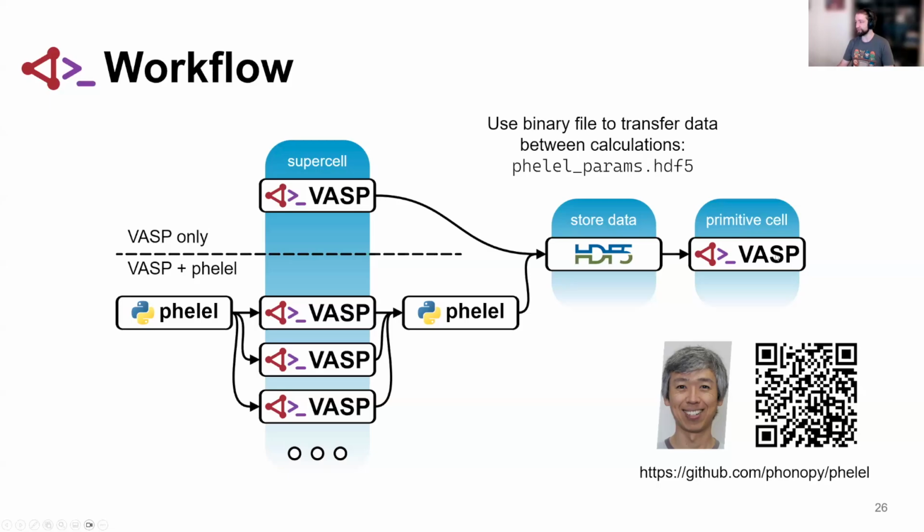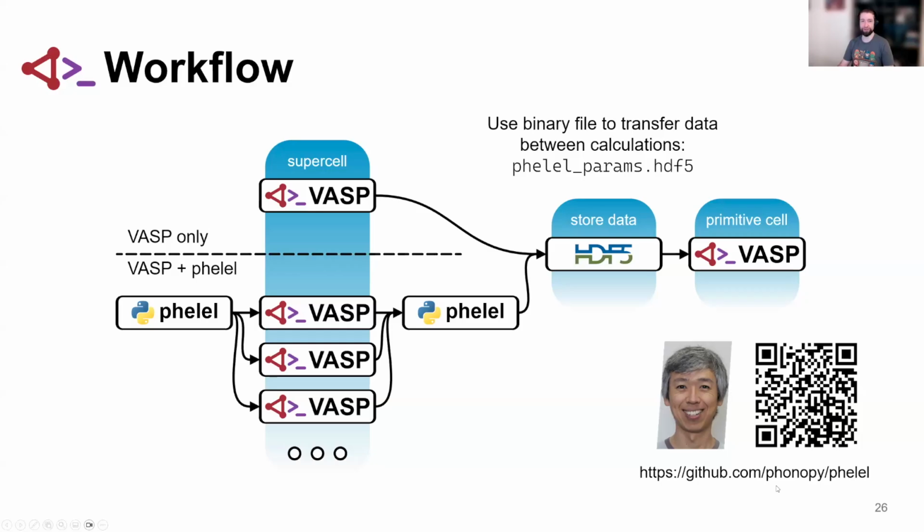So in principle, you have to do these two VASP calculations. At minimum now, this entire workflow is a two-step procedure. But in addition to this workflow, we also offer the possibility to split your finite difference calculation into individual calculations using a Python tool that is called Phelel. It's developed by the same person that develops Phonopy. It's Atsushi Togo here in the corner. You can scan this QR code to get directly to the GitHub page.